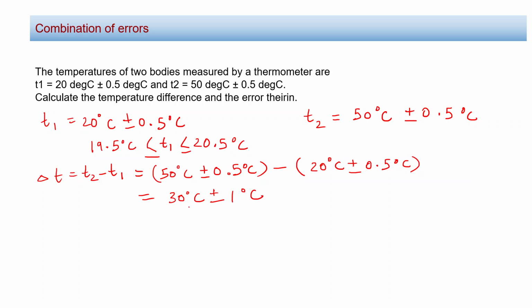So the final value of the temperature difference can be expressed like this. The error in this temperature difference is plus minus 1 degree centigrade. So this is the temperature difference and the error will be this.